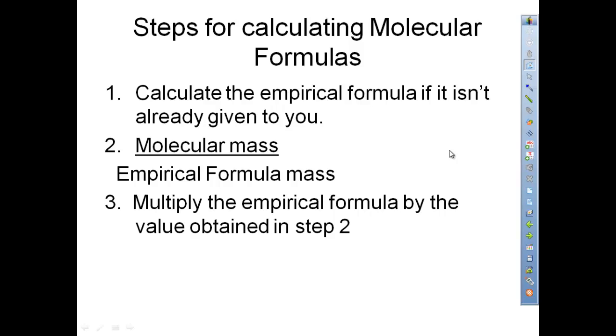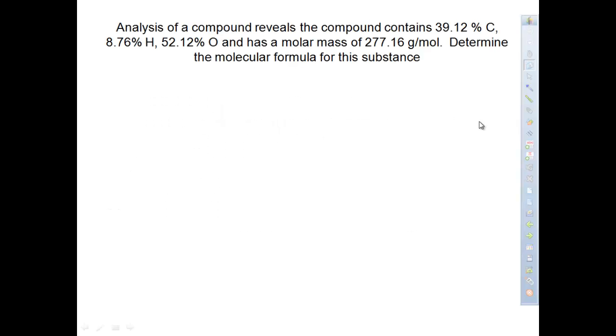The last thing you're going to do is multiply the empirical formula by the value obtained in step number 2. From step 2, where you take the molecular mass divided by the empirical formula mass, that's n, and it will always be a whole number. You're not going to get any fractions. It will be close enough to a whole number that you can identify. Then in step 3, take that whole number and multiply it by the empirical formula. Let's go ahead and look at this one.